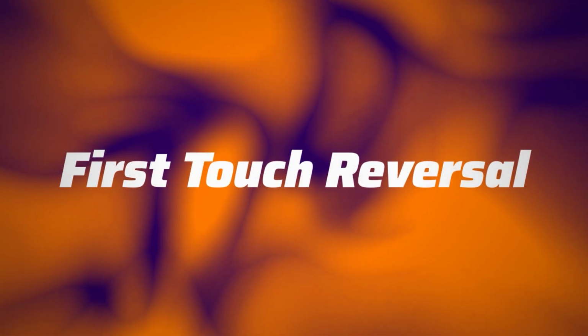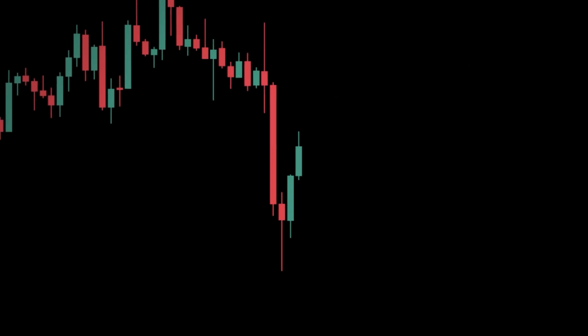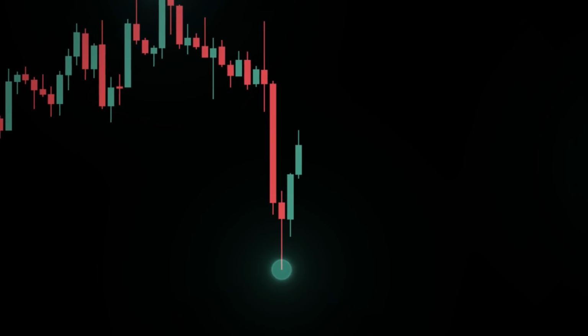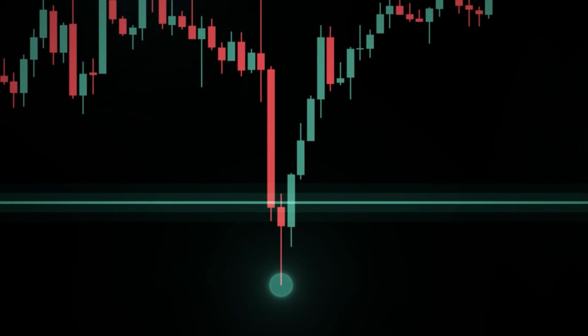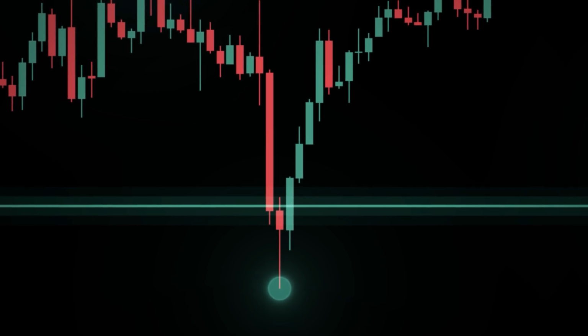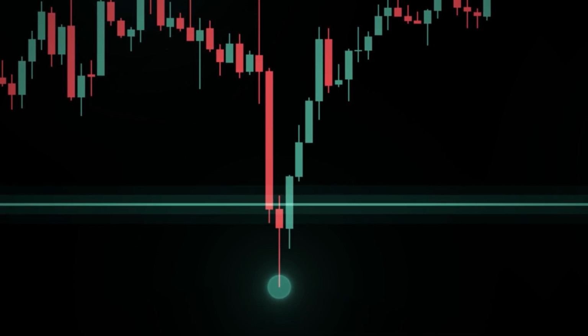First, touch reversal. I only care if price traveled a decent distance first. I want a clear reaction, wick rejection, and a close back inside the zone is ideal. My stop goes just beyond the other side of the zone. I take partials at the first logical target and let a runner work toward the next level.